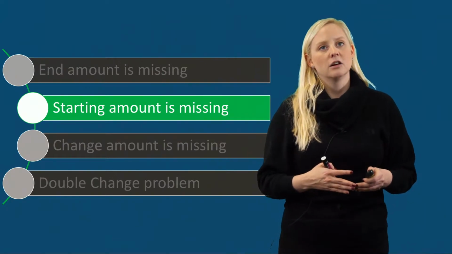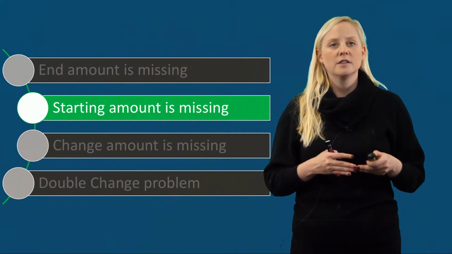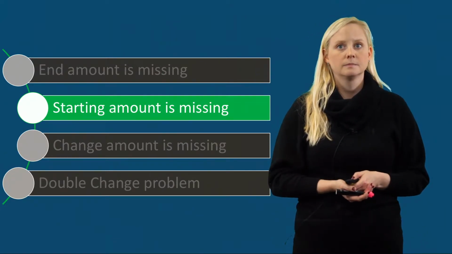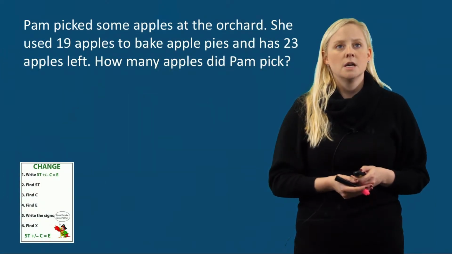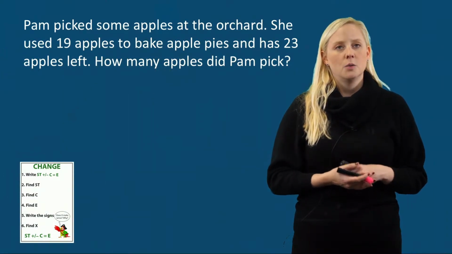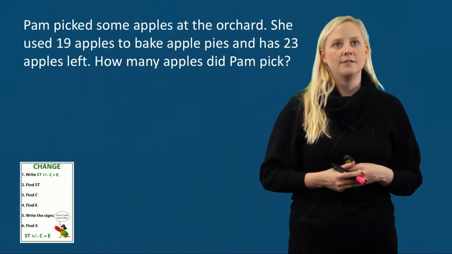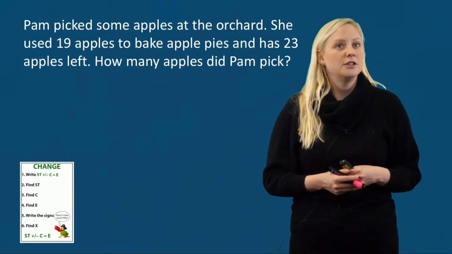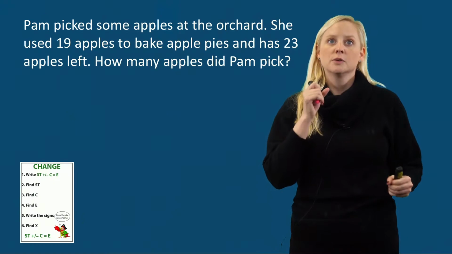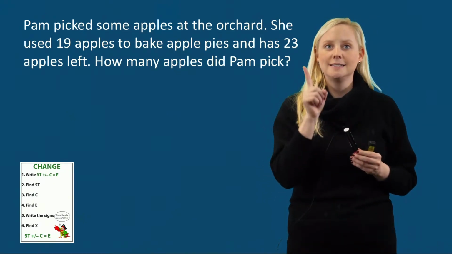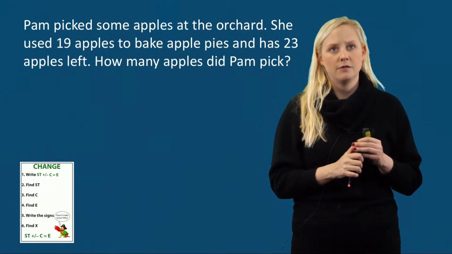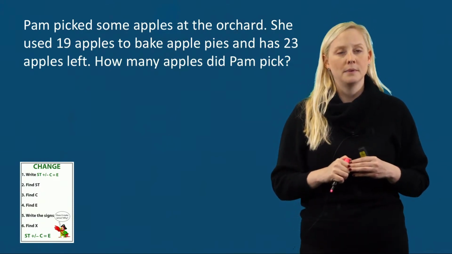Now let's take a look at a change problem where the starting amount is missing. Here we see a word problem. Whenever we see a word problem, we first have to check for a table or a graph. I do not see a table or a graph, so I can run through the problem. If I did see a table or a graph, I would number it first. But now I'm going to run through the problem.